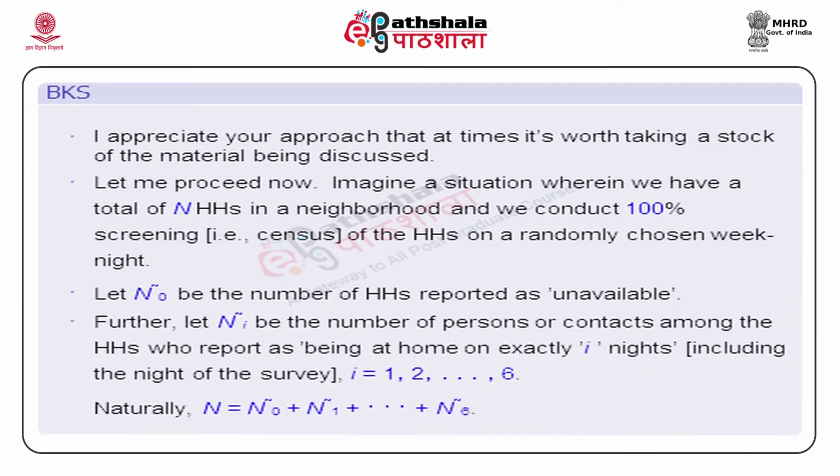Further, let Ni tilde be the number of persons or contacts among the households who report as being at home on exactly i nights, including the night of the survey, i equal to 1, 2, 3, 4, 5, 6. So, the capital N, the total of 1000 households in this neighborhood, has a breakup. These are the stratified numbers: how many are present on exactly 1 night, exactly 2 nights, etc., up to 6, and the number which was unavailable today. Because they are unavailable today, I do not know their status on other days. Simply today they are not available.